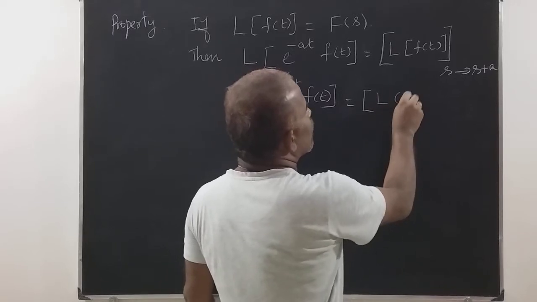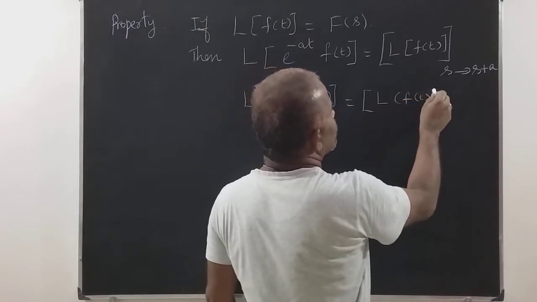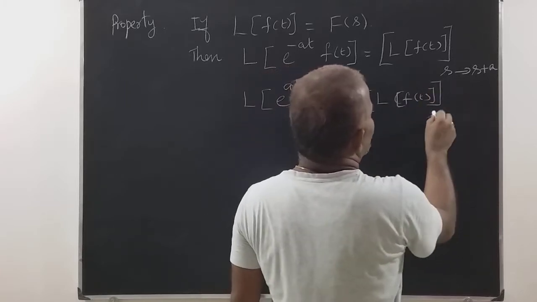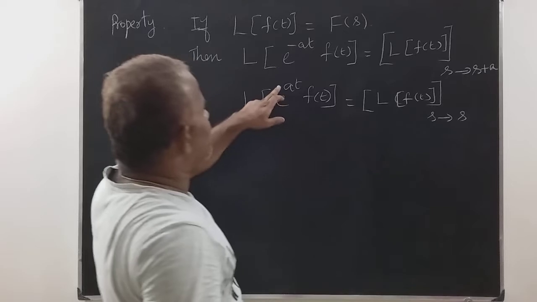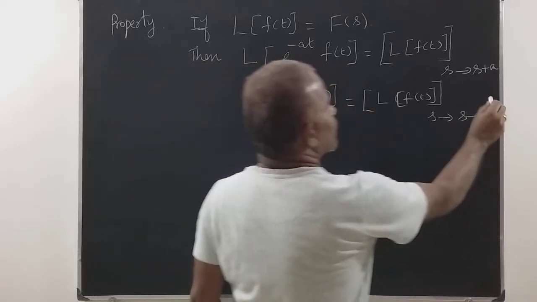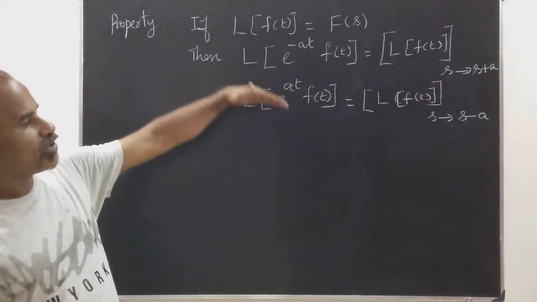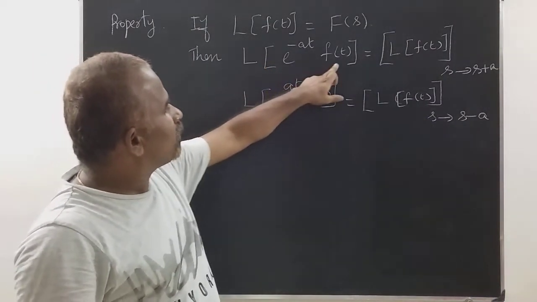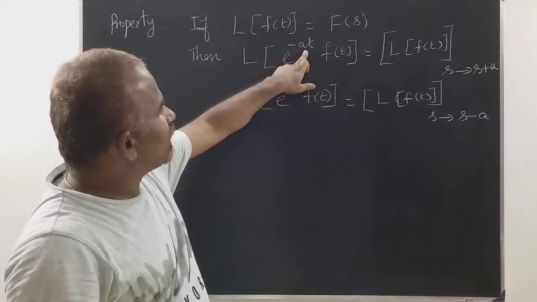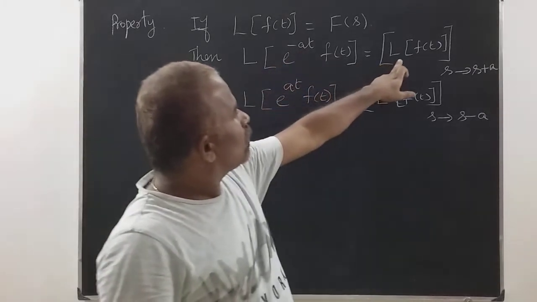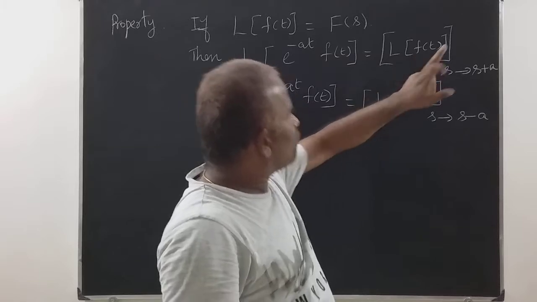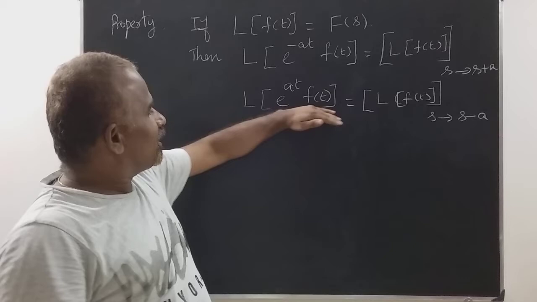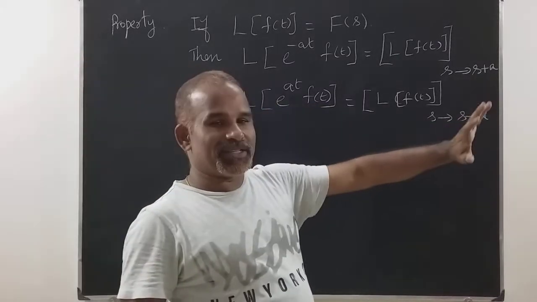So again, L of f of t, where s is replaced by s minus a. This is the most important property. So when the function is multiplied with e power minus at, we have to find the Laplace transformation of f of t and s is replaced by s plus a. Similarly, s is replaced by s minus a.